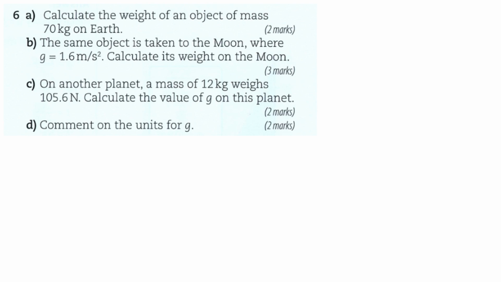(6a) Calculate the weight of an object of mass 70 kilograms on the Earth. So this is just straightforward use of the weight equation, that W equals m times g, where g on the Earth we always take to be 10 meters per second squared or newtons per kilogram, depending on whether or not we've been told to do anything else. So if we're not told to take it to be anything else, we always take it to be 10 newtons per kilogram. So W equals mg, 70 times 10. And that's going to give us a weight of 700 newtons.